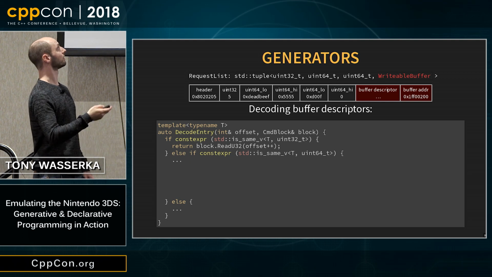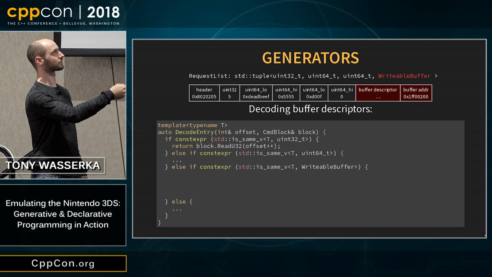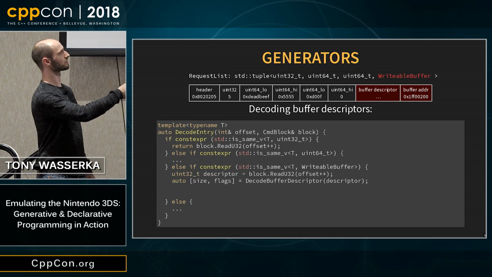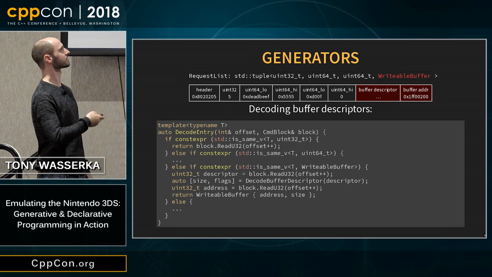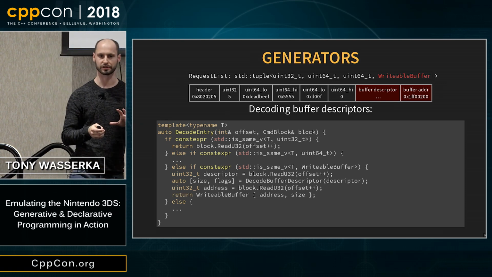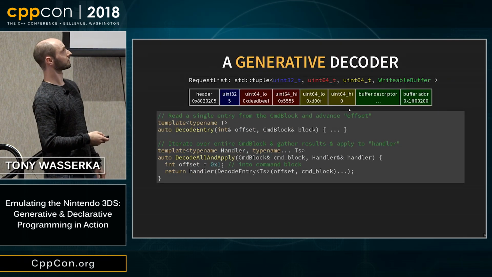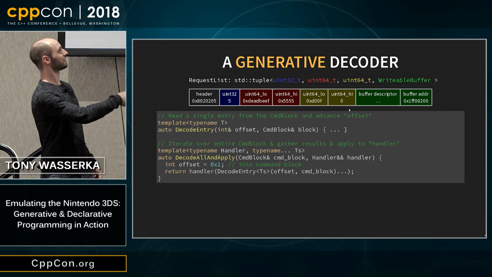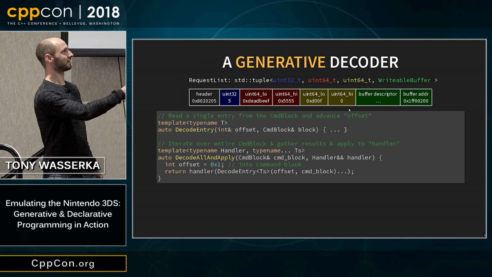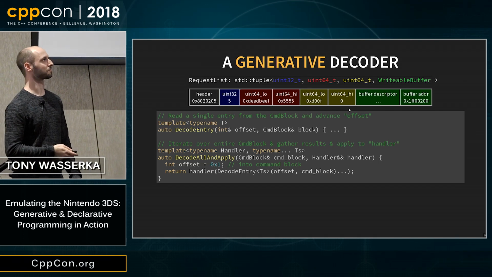Right, and we can add more specialized branches for this. So we might have one for the writable buffer, which decodes the descriptor and then reads the address and then returns an object of the strongly typed writable buffer. Right, so that wasn't too bad, I hope. But you can easily see now, if you put the two together, you easily get this solution that runs through the entire command block and applies the result to the function.